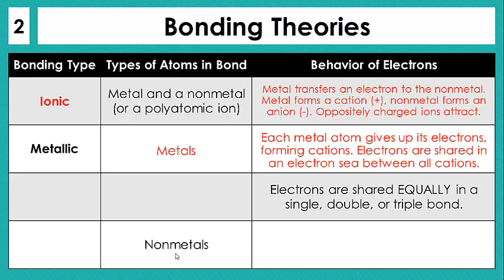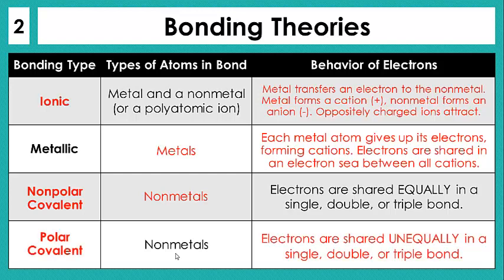For the next one, I'm told that the electrons are being shared equally in a single, double, or triple bond. So this is going to be nonpolar covalent. I know that it's covalent because we're talking about sharing electrons, and it's nonpolar because we're sharing those electrons equally. This occurs between nonmetals. The last one, the only one that we have left, would be polar covalent. So this is where electrons are shared unequally in a single, double, or triple bond.